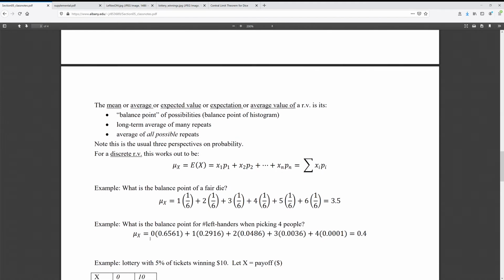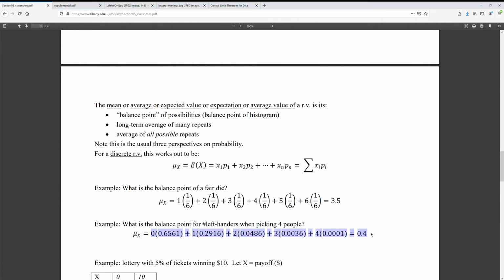Now, what does it mean? It's the long-term average of many repeats. Now, that is maybe not very conducive to understanding in this particular case because it involves repeating repeats. But remember, it's the long-term average of many repeats. What are we repeating? Pick 4 people, count the left-handers. So it would go something like this. Pick 4 people, count the left-handers.